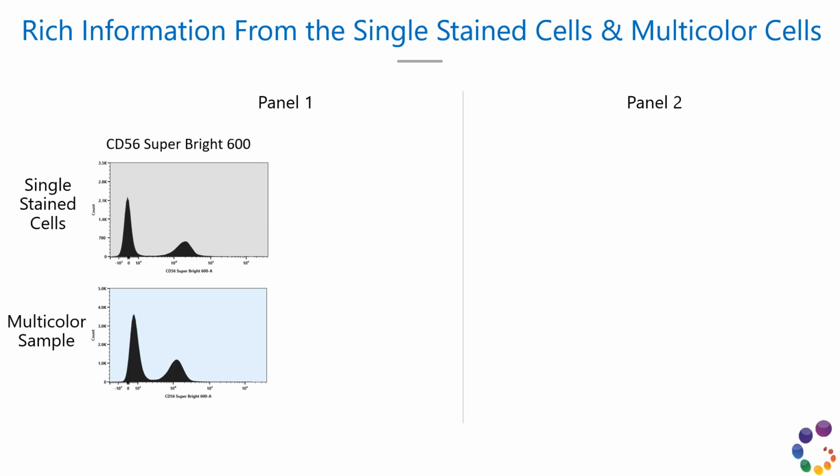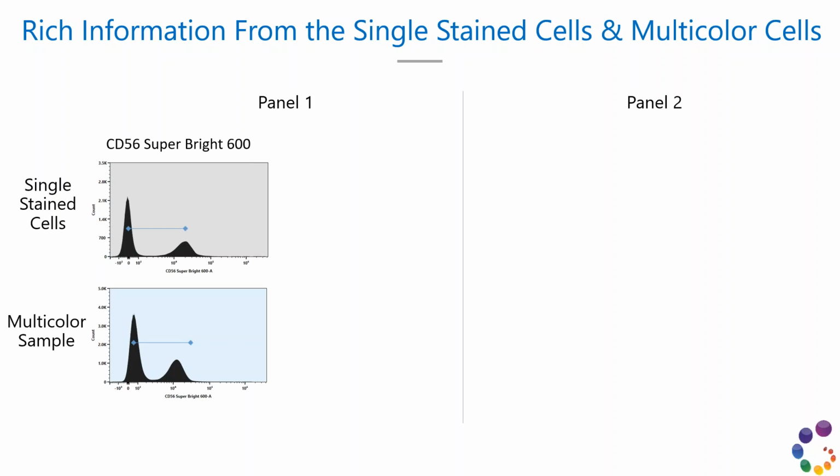Here's CD56 Super Bright 600, and each of these histograms is showing lymphocytes. Now when I look at the single stain, I can compare what's going on in my negative in the single stain tube to what's going on in the negative in my multicolor tube. Are they broadening or are they staying the same? For this particular one, these green arrows are exactly the same size, and there's a slight broadening in the multicolor sample, but not much. And you can see the negative is shifted up a little bit compared to what's going on in the single stain cell tube.